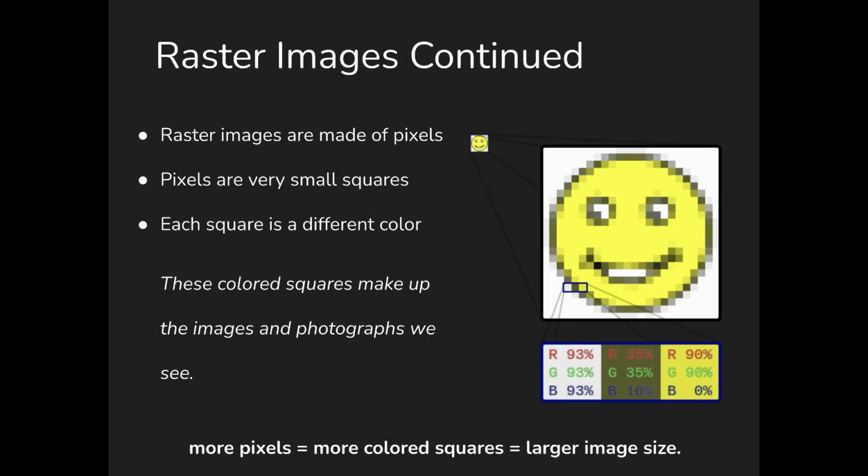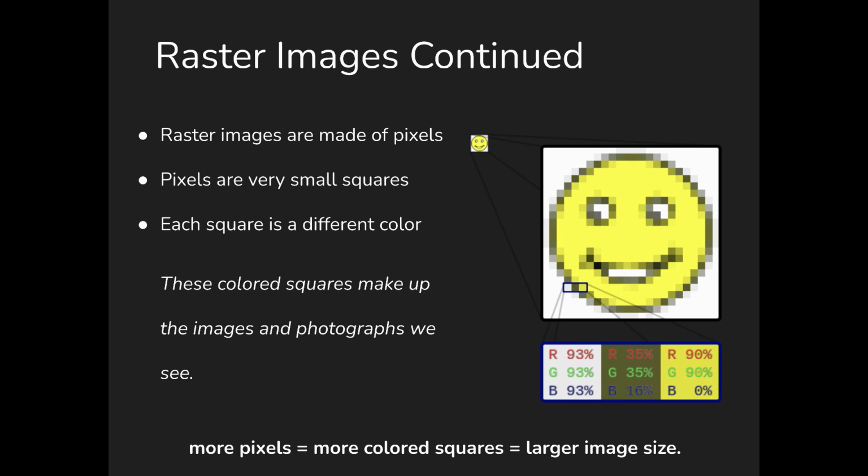So when we think about raster images, they are made up of pixels. Pixels are very small squares. Each square is a different color. These colored squares make up the images and photographs we see. The more pixels equals the more colored squares, and the more colored squares means it's a larger image size.